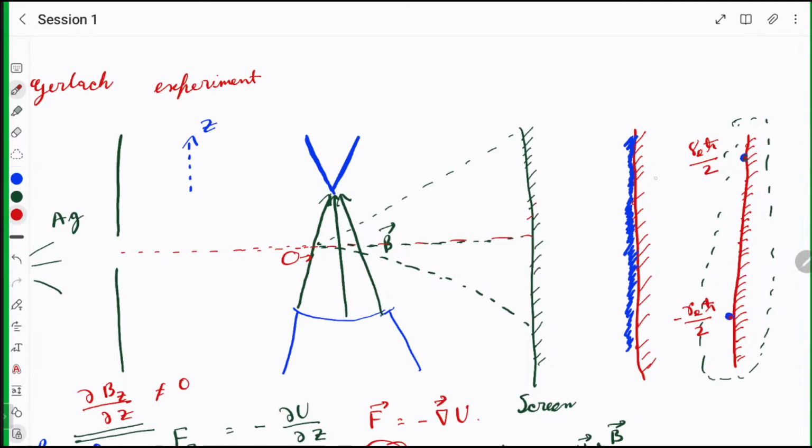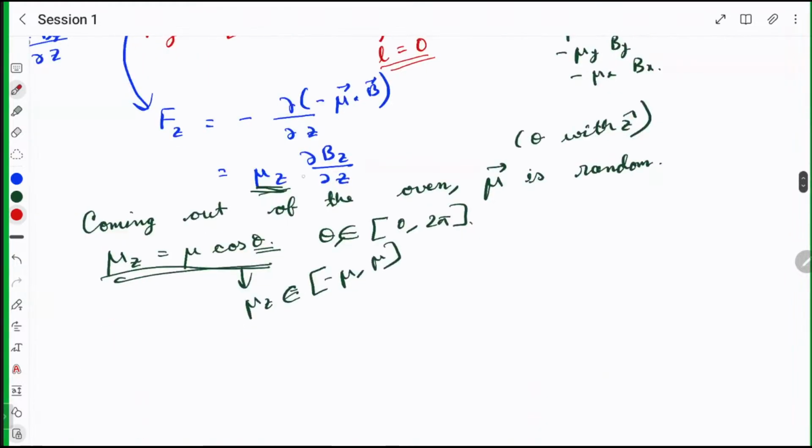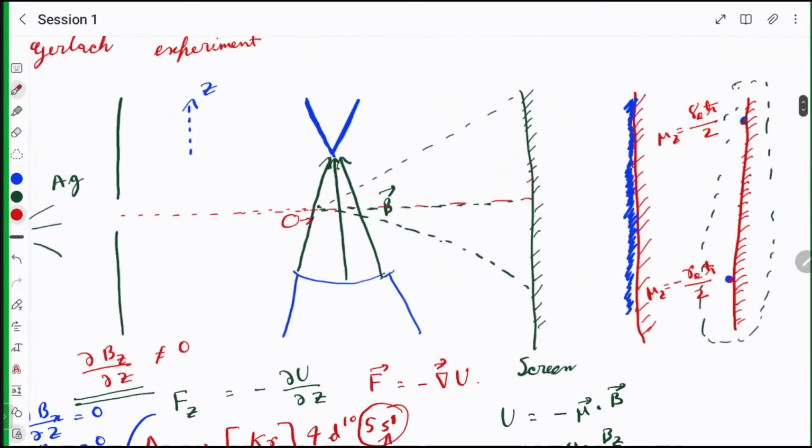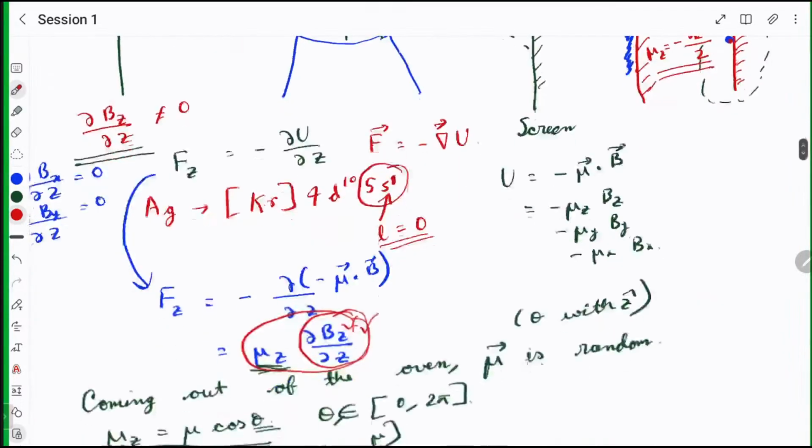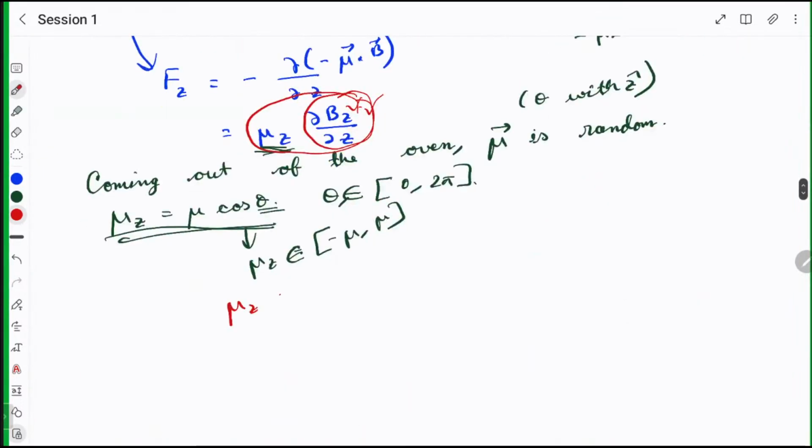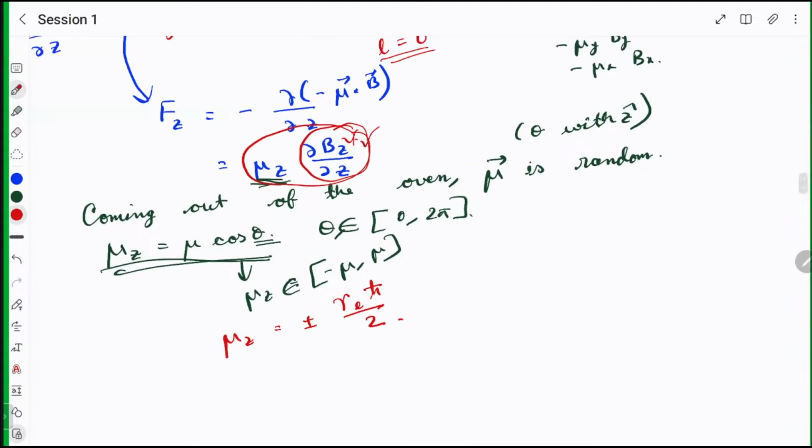Corresponding to these two values of mu z, we get two spots, because from the spots we can calculate how much Fz there was, and from Fz, if we know del Bz del z, how much inhomogeneity is there, we can say which point on the screen corresponds to what mu z. It was calculated that mu z can only be plus or minus gamma e h cross by 2.